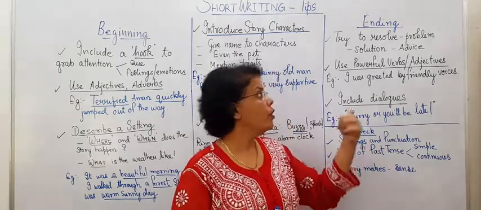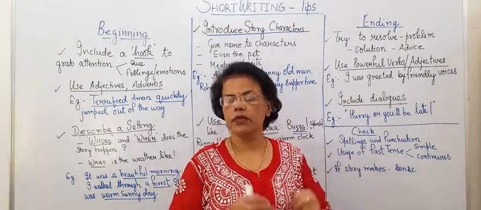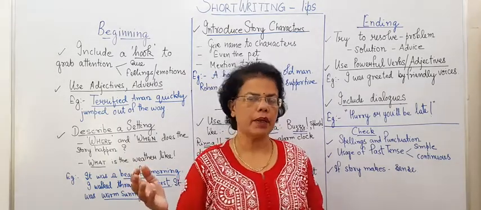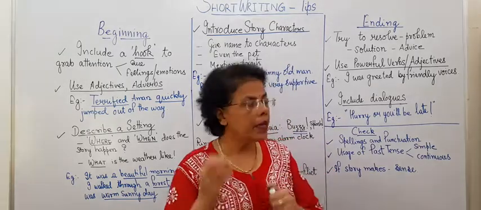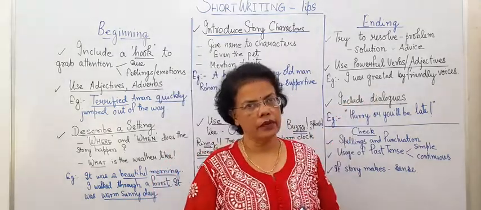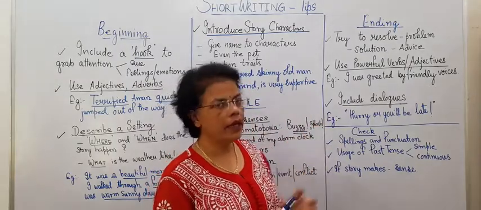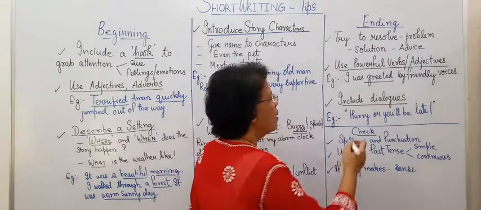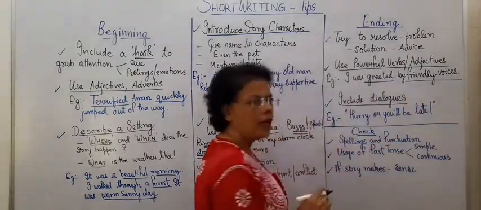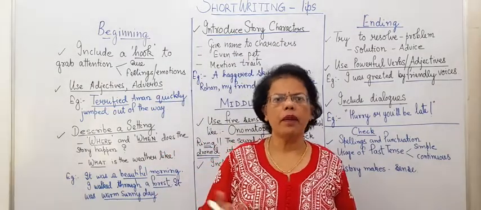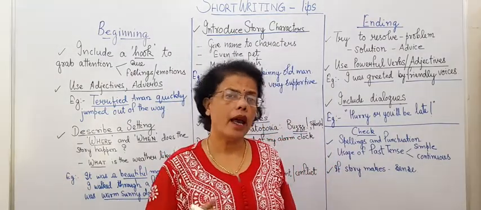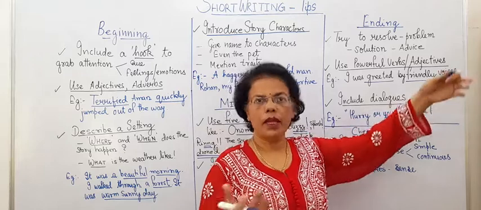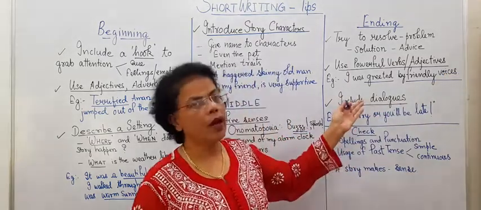Use powerful verbs and adjectives. It is very, very important. Maybe not for a story, but for your answers or any descriptive paragraph or paraphrasing, please use powerful verbs and adjectives. I have given here an example: I was greeted by friendly voices. If I had written I was welcomed by my friends, that is very simple. But here I have reformed it: I was greeted by friendly voices, meaning I was greeted by my friends. So this is sounding better.